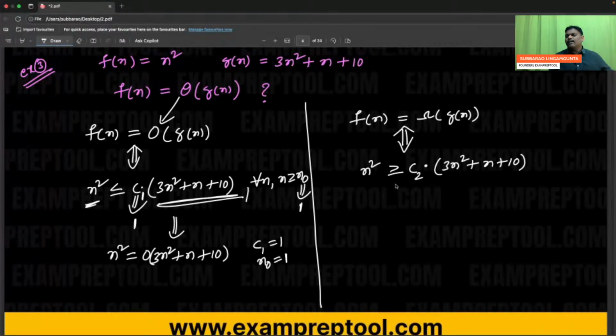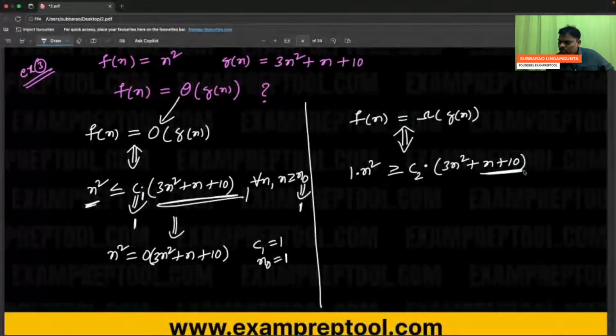So already, if you observe clearly left and right, the right is already bigger. But when you say omega, you have to prove the left is bigger. So how is it possible? The left side is only 1n², but the right side is already 3n², plus n plus 10. So not only 3n², there is something extra also.